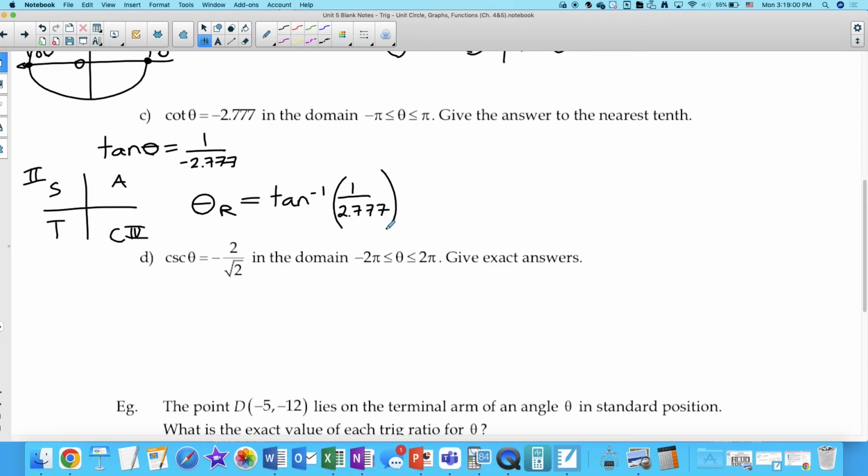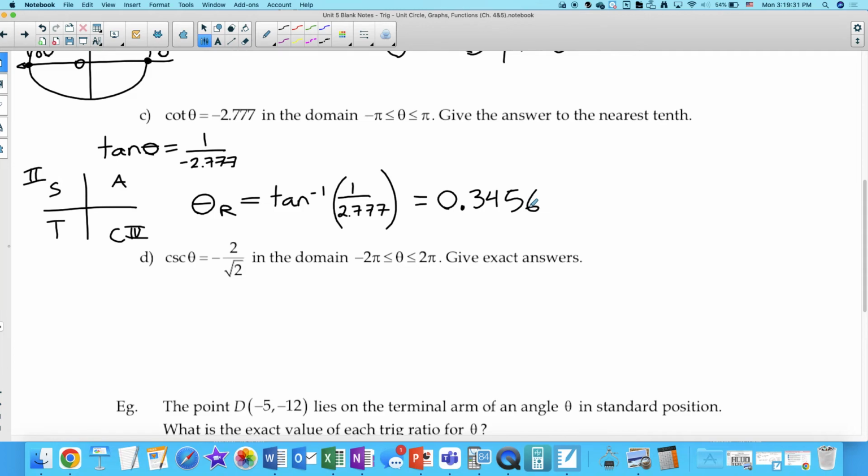So I'm going to have to switch my calculator back to radians. Now, honestly, I'm being kind of lazy, and I'm just going to use this calculator over here that's already in radians, so I don't have to keep switching back and forth. But the tan inverse of 1 over 2.777 is 0.3456. Okay?